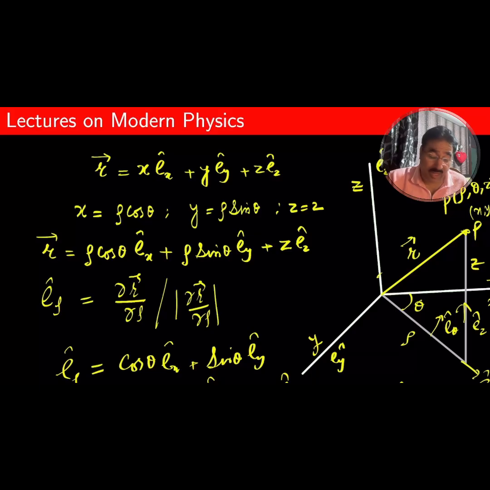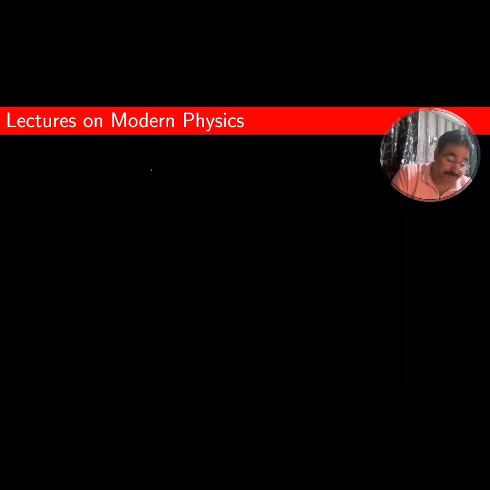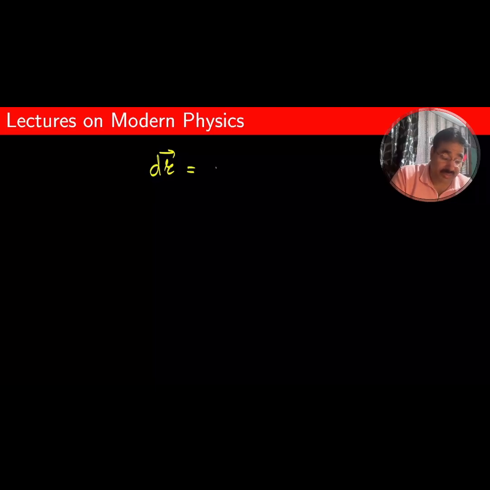Now I want to write down the length elements. I think what we have is a very simple setting. We have polar coordinates plus the z-axis. So it should be very easy to write down the length element. So let us do that. We want dr. What would that be in the Cartesian coordinate system? It would be ex dx plus ey dy plus ez dz. Fine. And what will it be in cylindrical coordinates?